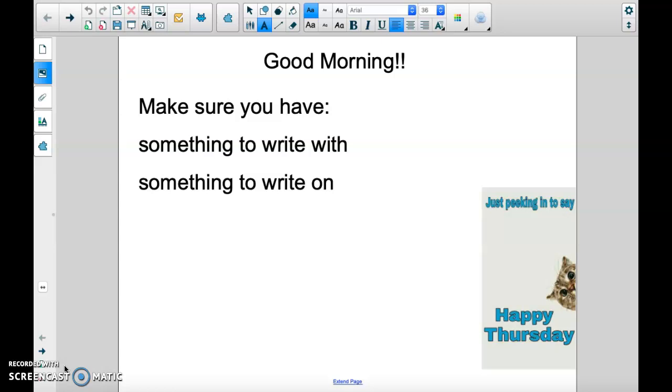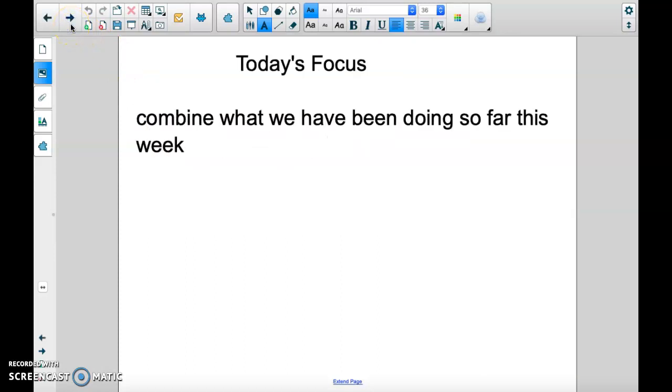And Isabella, I put this cat up here just for you. It's just peeking in to say Happy Thursday, but I'm sure you can read its mind, right? All right, let's get going.